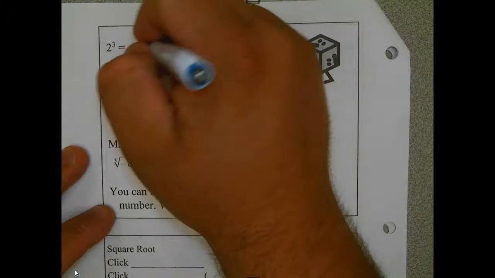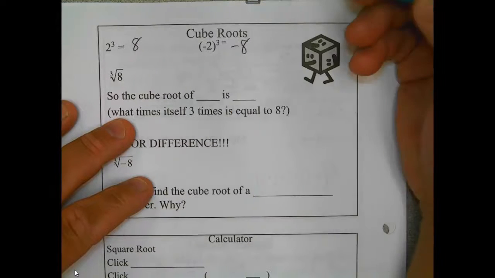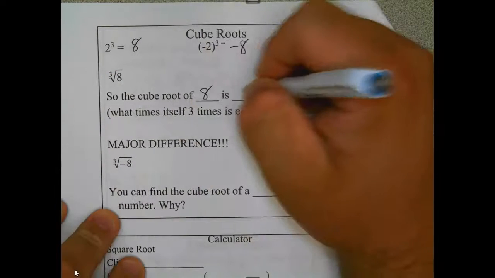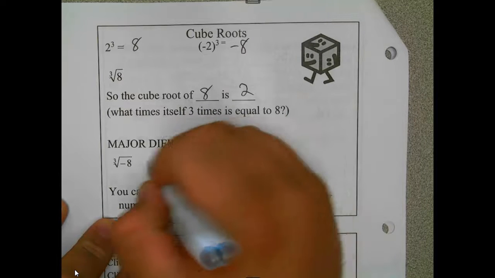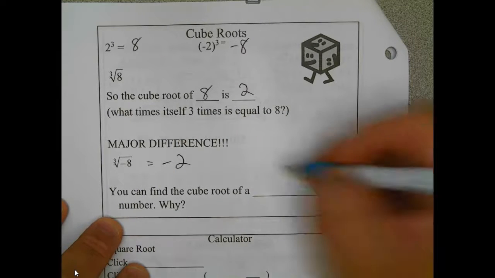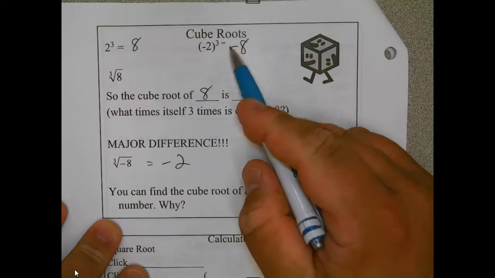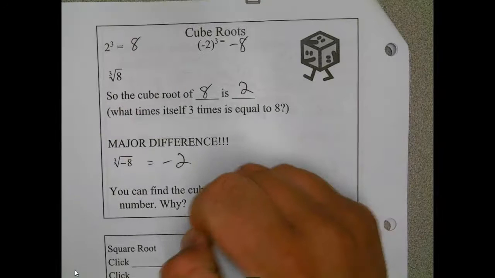Similar is the cube root. 2 cubed is 8. Negative 2 cubed, however, is negative 8. So the cube root of 8 is 2. The major difference is that the cube root of negative 8 is negative 2. You can find the cube root of a negative number. And it relates to what we found up here, that when we multiply something 3 times itself, it allows it to come back to that negative side. The answer is real.